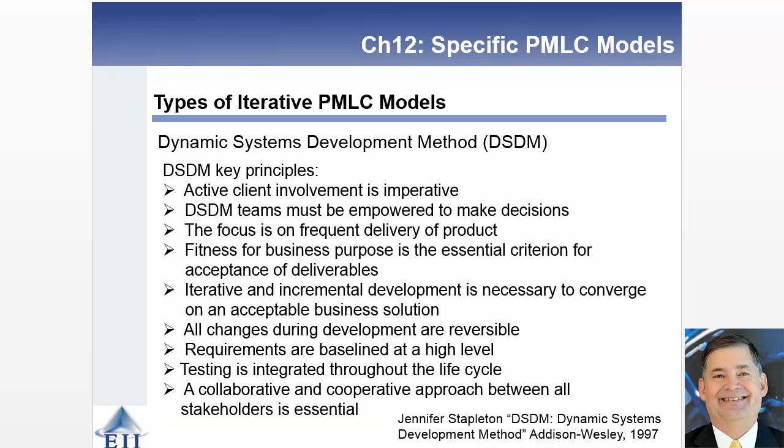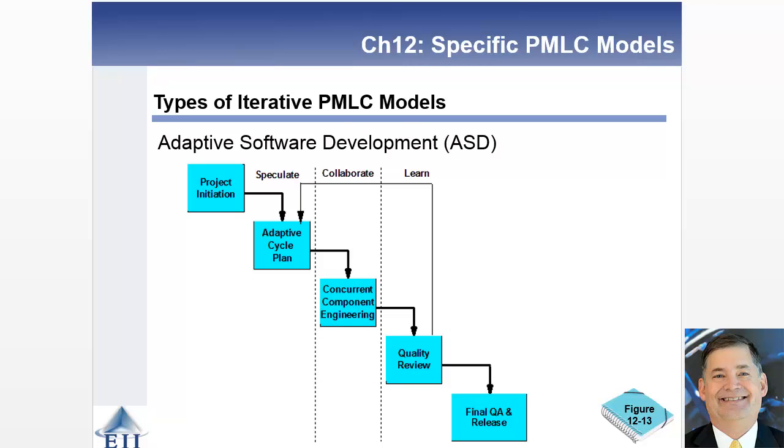All right, so let's look at 1 or 2 more. Adaptive software development, kind of very similar project initiation. You have an adaptive cycle where you plan and speculate. You then have a collaborate where you're engineering a solution, learn some more, do a quality review, and you keep looping back as necessary to that plan cycle again before releasing the final product.